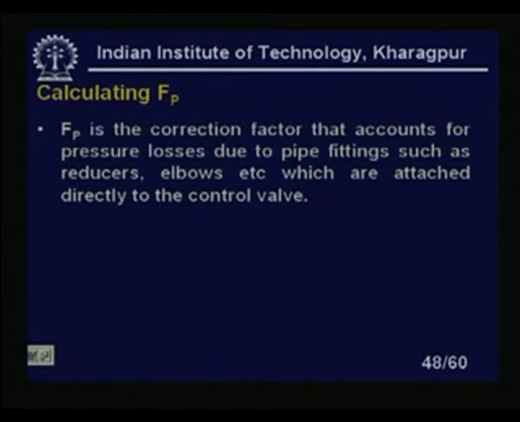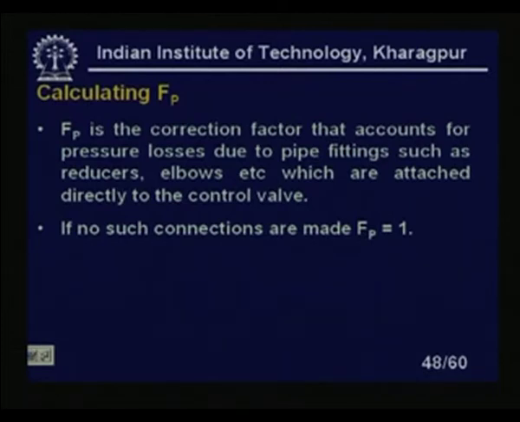Calculating Fp. Fp is the correction factor that accounts for the pressure losses due to the pipe fittings such as reducers and elbows, because all valves must be preceded by some elbows or reducers. Suppose the valve size does not match the pipe diameter, so you have to use reducers, which are attached directly to the control valve. Not necessarily will the pipe diameter and the inlet diameter of the valve be exactly the same, so I have to use some reducers.